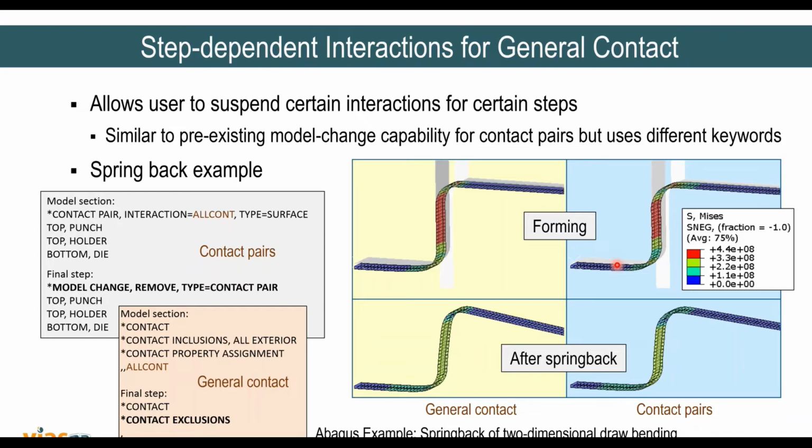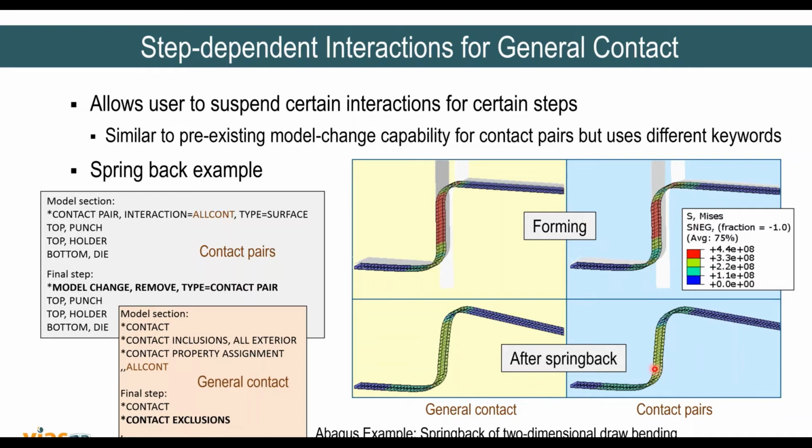But if you look at contact pairs, we already had the option to remove these contact pairs in a chosen step and reintroduce them with star model change. You might have already used this one, but now this functionality has been extended to general contact. Of course, this keyword is different. You need to use star contact exclusion in a given step, and that's where you can control the pairs of patches which you don't want in contact in that step.